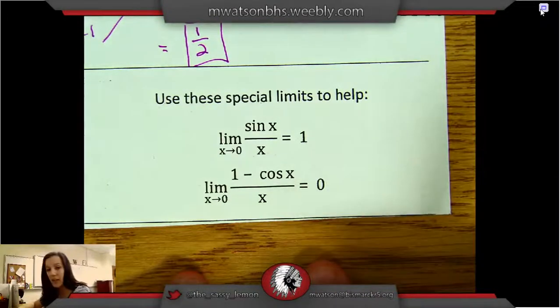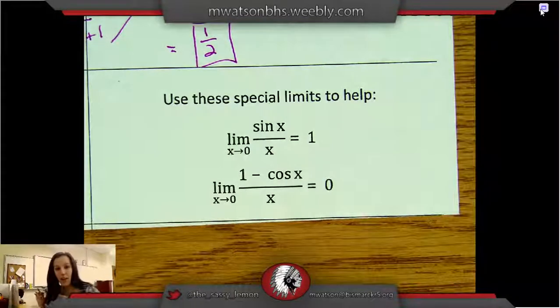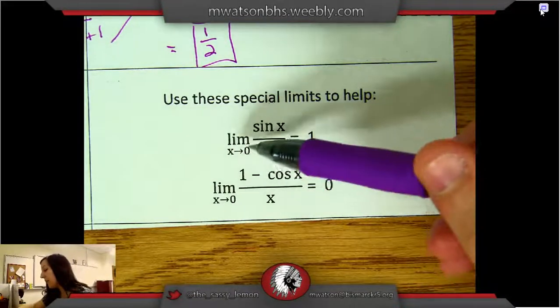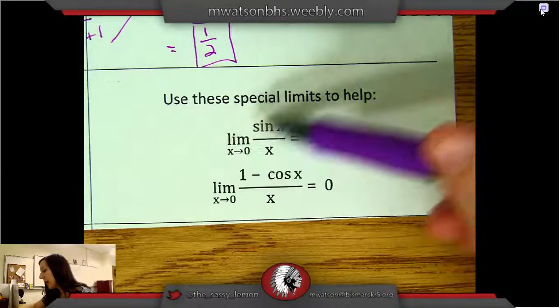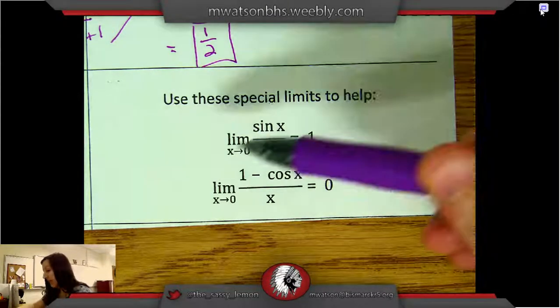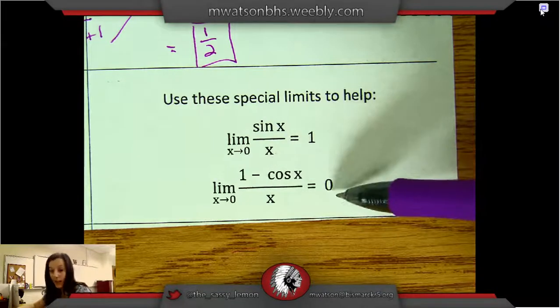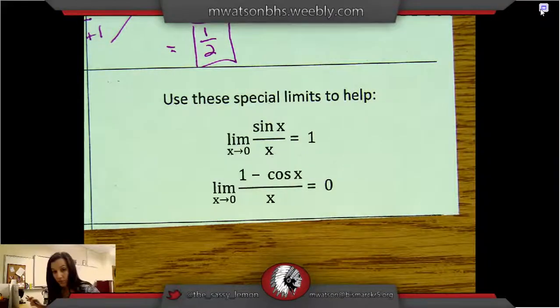But for right now, what I want to focus on is that these are to be accepted as fact. So if you have the limit of sine x over x, that is equal to 1. And if you have the limit of (1 - cosine x) over x, that equals 0 all the time. And believe it or not, those two things are going to help us simplify quite a bit.